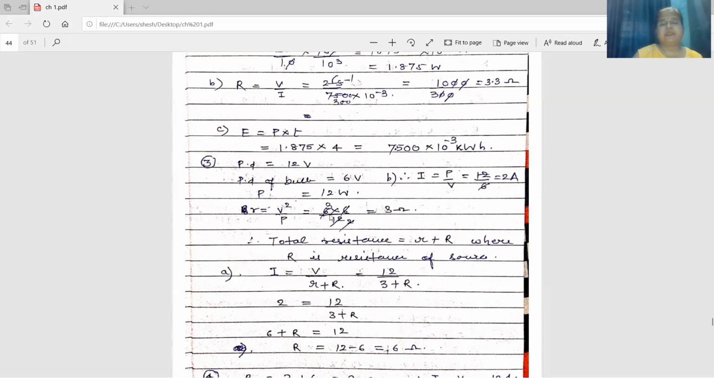And with 6, this 12 will go. So 6 2s are 12. And with 2, you will cancel this 6. You are getting 3 ohm.